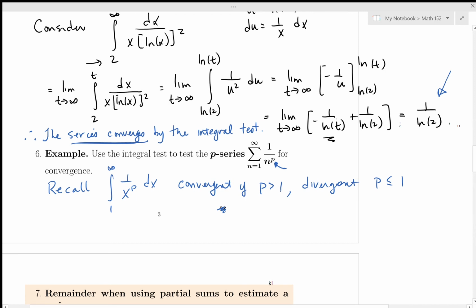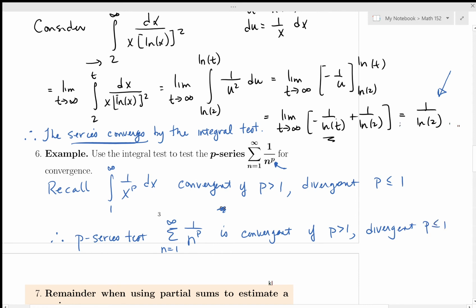Okay, so therefore the p-series test here: the sum from n equals 1 to infinity of 1 over n to the p is convergent if p is greater than 1, divergent if p is less than or equal to 1.